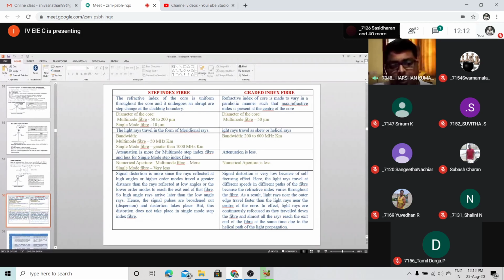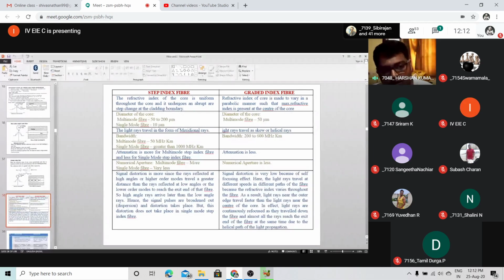And coming to attenuation, in multi-mode step index fiber, you will find more, and in single mode step index fiber, it will be less. Whereas in a graded index fiber, attenuation is completely less. And coming to numerical aperture, multi-mode fiber, it is going to be more, single mode fiber, it is going to be less. Whereas in a graded index fiber, it is going to be completely less in nature.